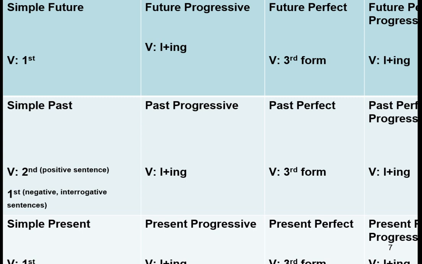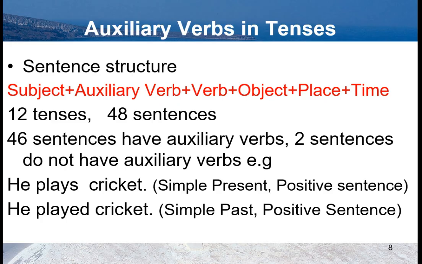Present progressive, first form plus ing. Past progressive, first form plus ing. Future progressive, first form plus ing. Present perfect, third form. Past perfect, third form. Future perfect, third form. Present perfect progressive, first form plus ing. Past perfect progressive, first form plus ing. Future perfect progressive, first form plus ing.